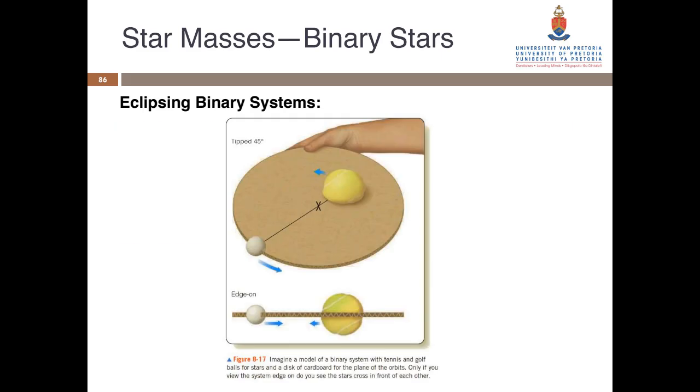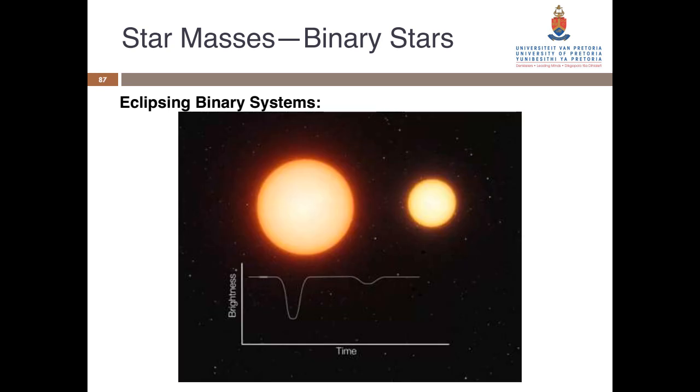So we can imagine it as a cardboard disk with these two balls. If the smaller one moves in front of the bigger one, you'll see it eclipsing it, and the other way around as well. The animation that we're seeing in the video is an example of an eclipsing binary.